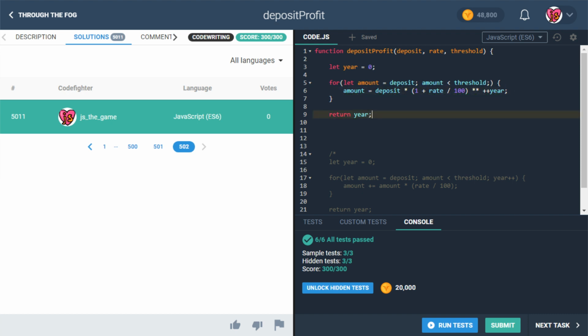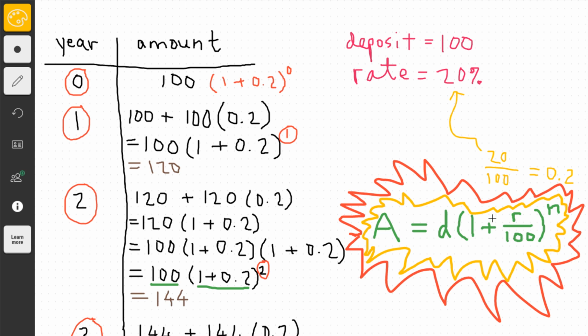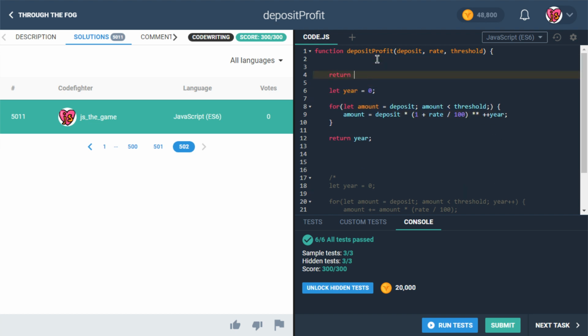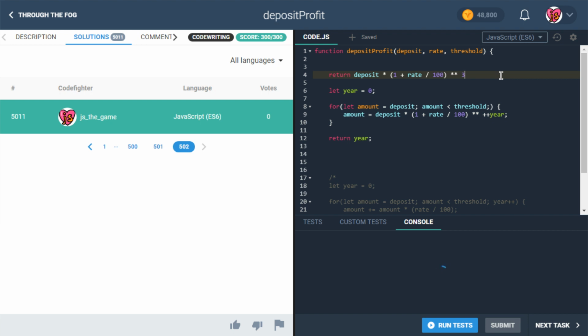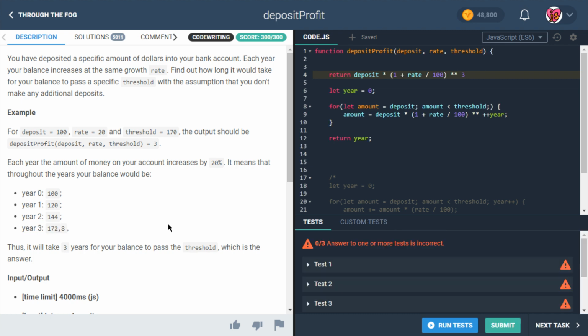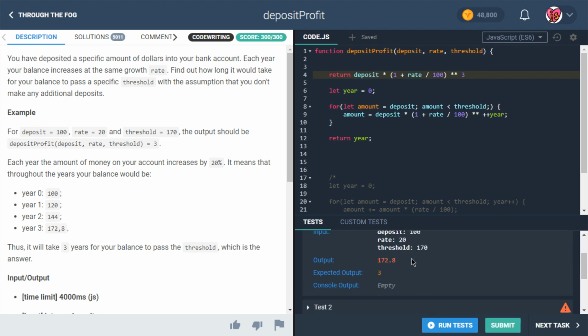The whole point of developing this formula here is that we can jump directly to whatever year we want. Like, for example, let me point this out. This thing right here, that's our amount, right? Let's say right off the bat we just wanted to return that, except instead of plus year, we'll just make it year 3. What value do you have in the 3rd year? How much will you have? And we should expect for this first example that we're getting something like a 172.8. And look, we're getting the 172.8.